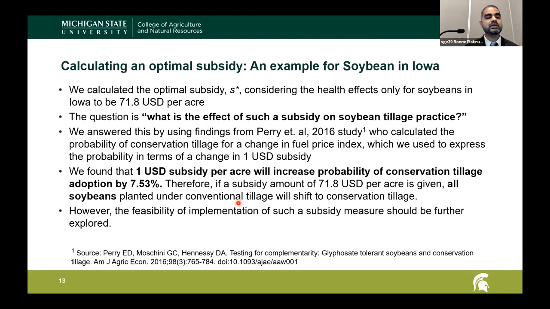What we found was that if there is a one USD subsidy per acre, then the probability of conservation tillage adoption increases by 7.53%. So theoretically, if such a subsidy of 71.8 USD per acre is given, all soybeans planted under conventional tillage will shift to conservation tillage. I say theoretically because implementation of such a large subsidy may be a challenge, and this should be further explored.